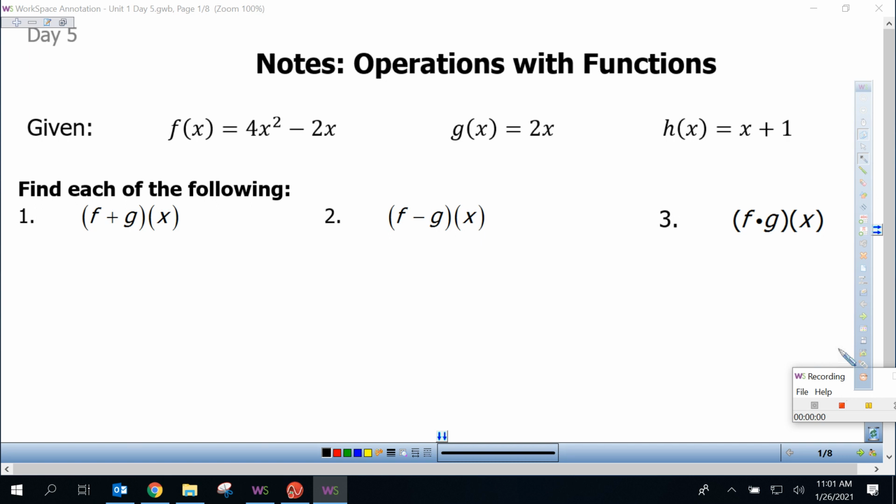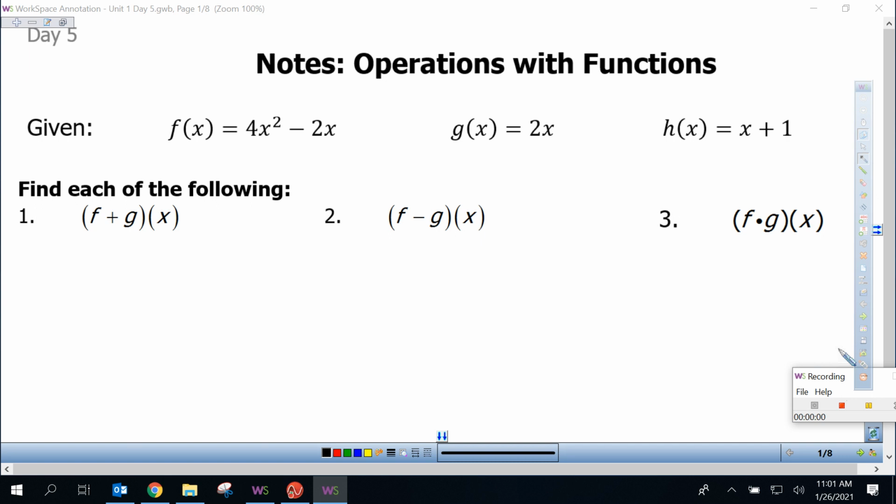Mainly just algebra and a little bit of a review from Algebra 2. So today we are doing operations with functions. For the first, we're doing a problem. Notice we're given a function. f of x is 4x squared minus 2x. g of x is 2x. h of x is x plus 1. And we are going to be using those functions and doing some operations with them.